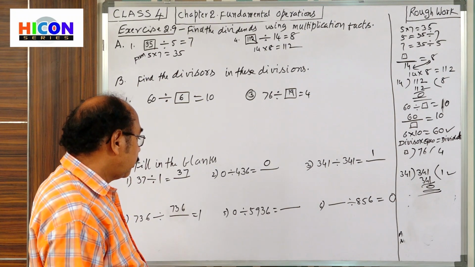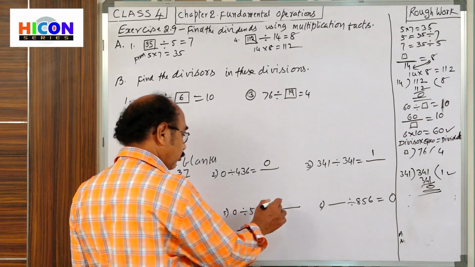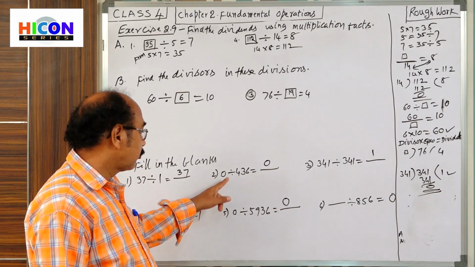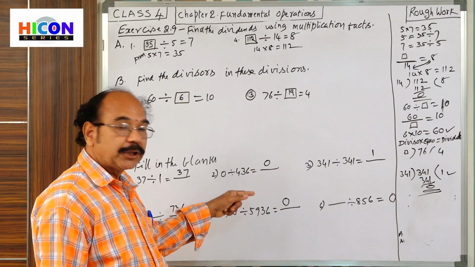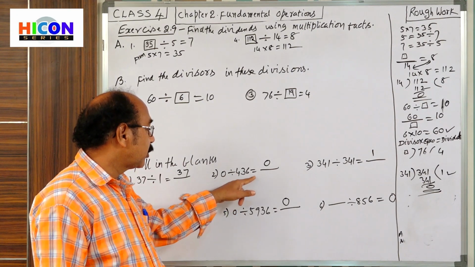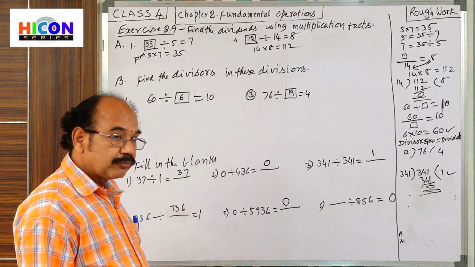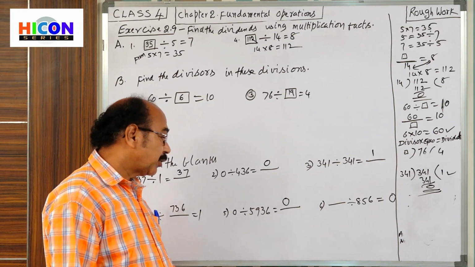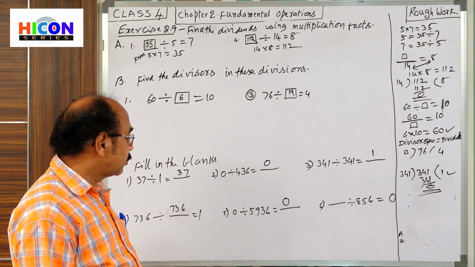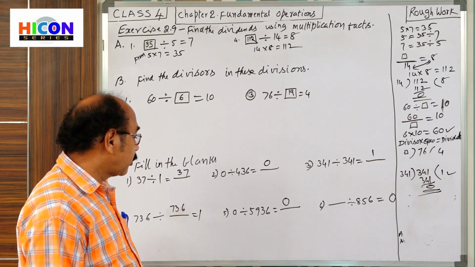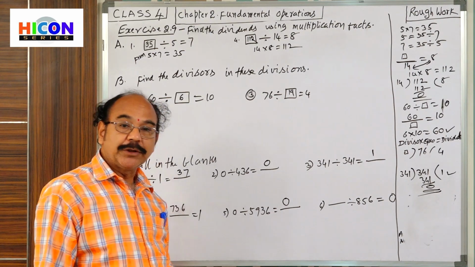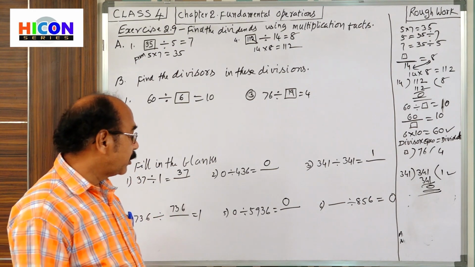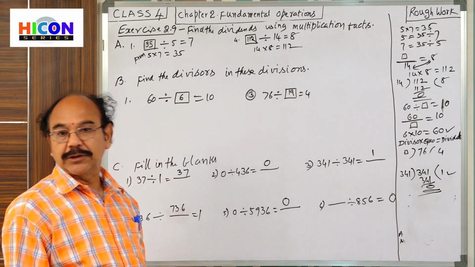Next. Here, 0 by something is 0. In this example also we studied: 0 divided by 436 is 0. So if 0 is divided by any number, then the quotient is 0. 0 by something is equal to 0. But something by 0 is meaningless. Division by 0 is meaningless.